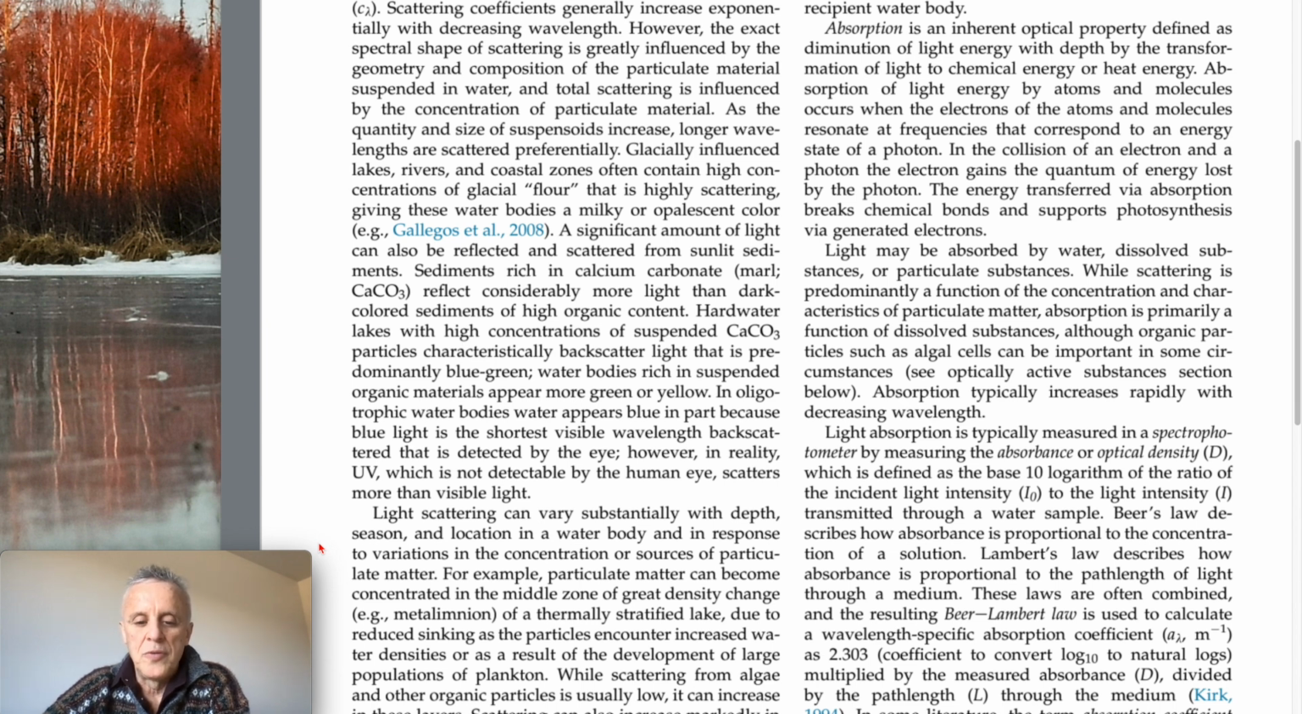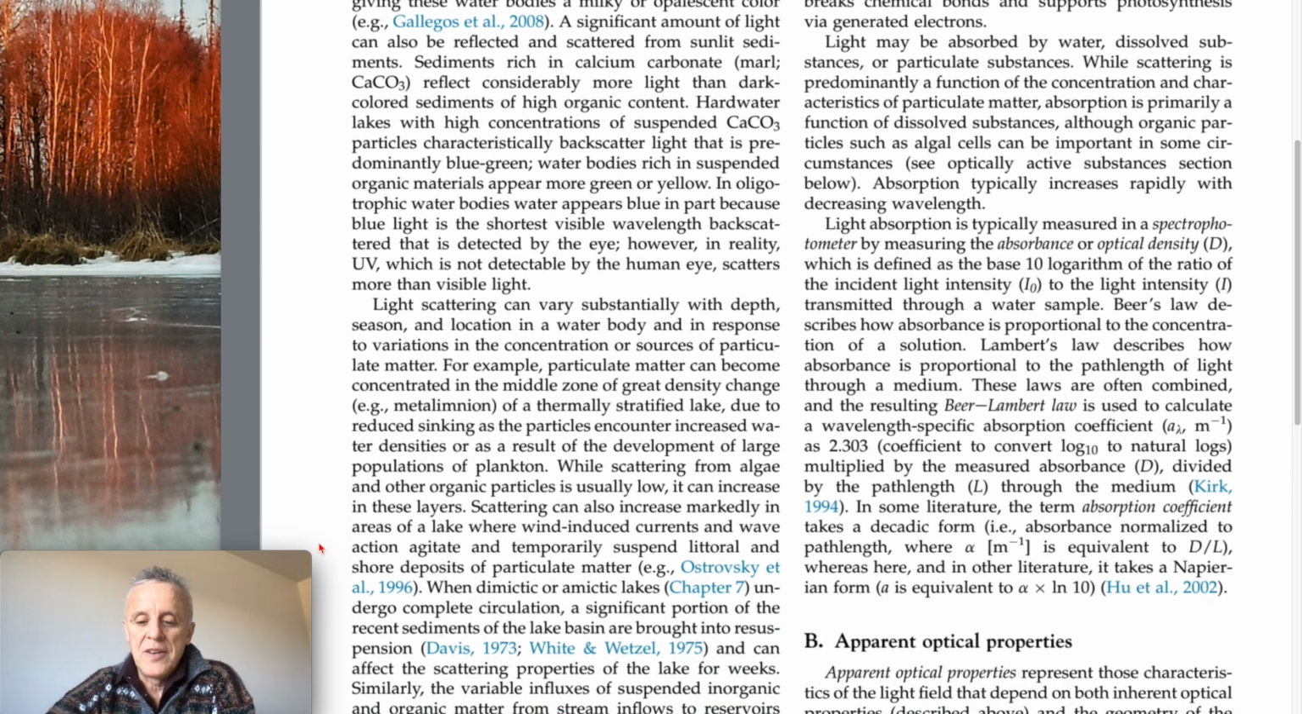In oligotrophic water bodies, oligotrophic means nutrient poor, water appears blue, in part because blue light is the shortest visible wavelength backscattered that is detected by the eye. However, in reality, UV, which is not detectable by the human eye, scatters more than visible light.